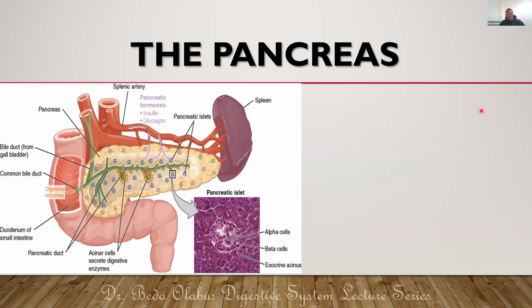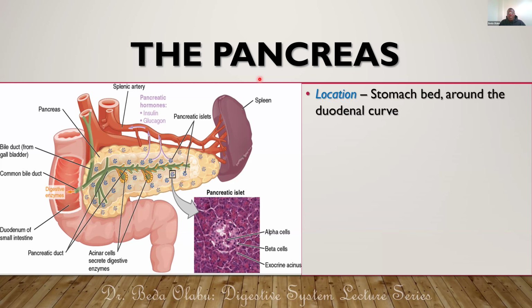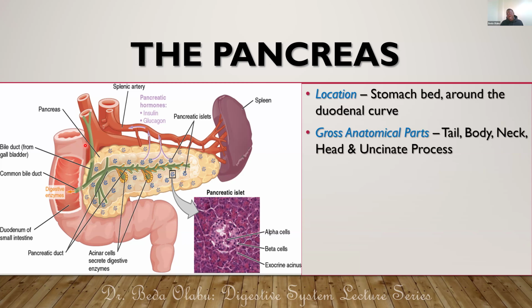Great. I want us to also talk about the pancreas before I give you a short break. Now, the pancreas is located behind the stomach, around the curvature of the duodenum, as we already know from gross anatomy. Grossly, it has multiple parts: the tail, the body, the neck, the head, the uncinate process. In terms of orientation, the tail is usually at a higher horizontal level compared to the body and the head.